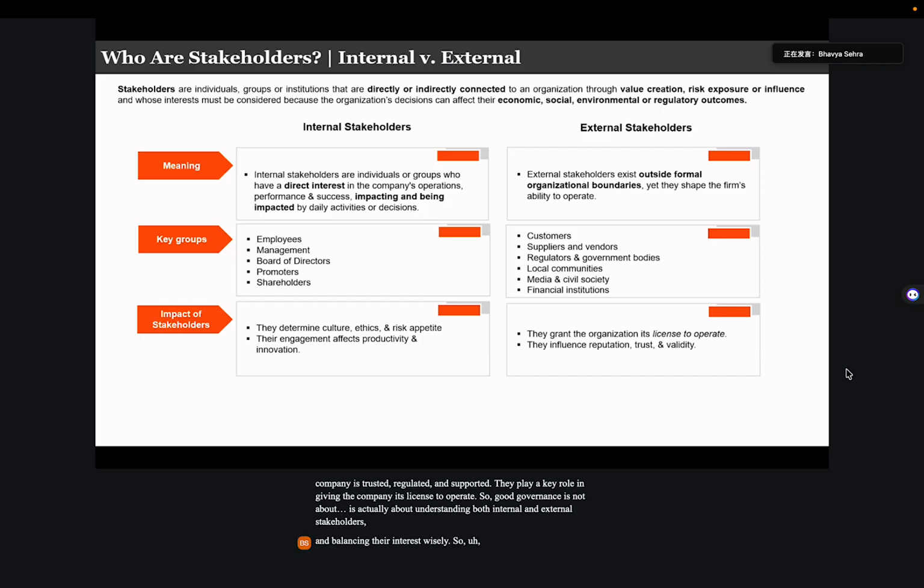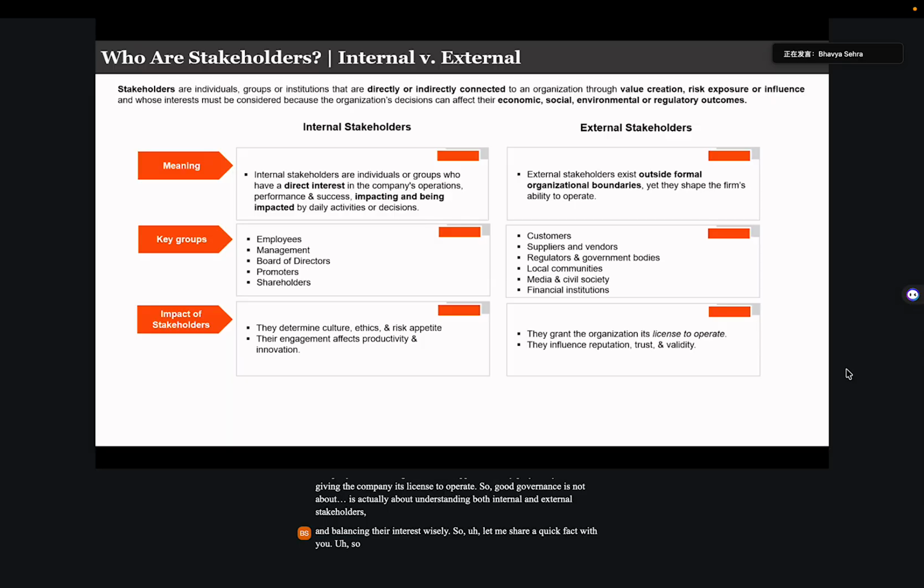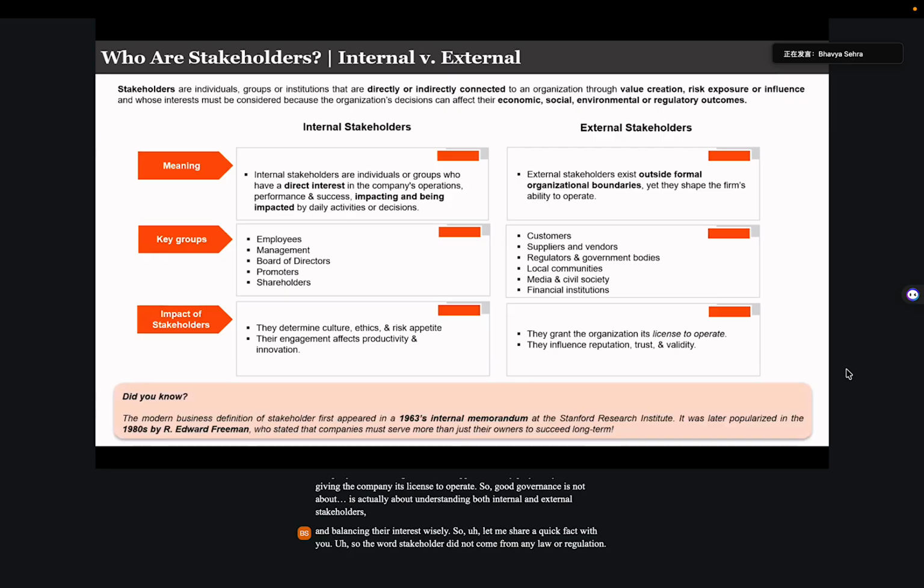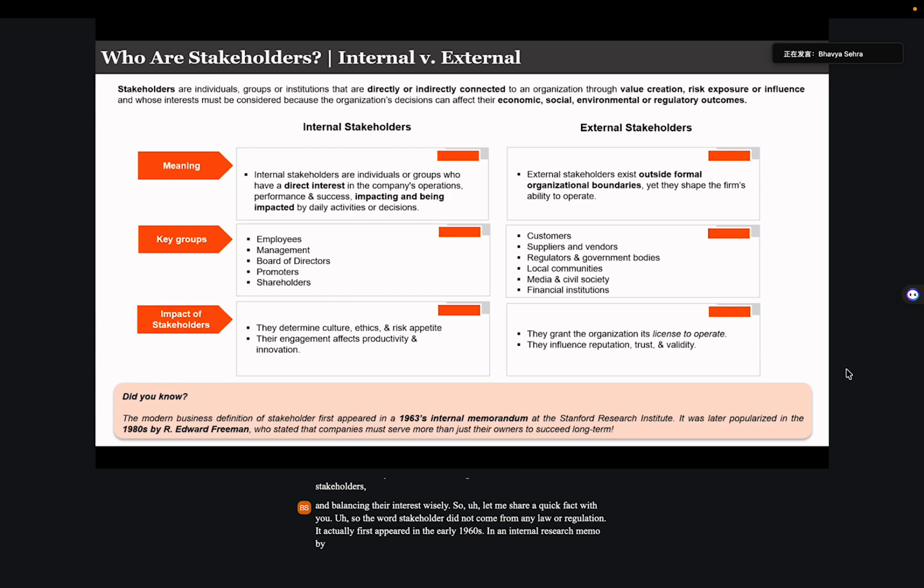So let me share a quick fact with you. The word stakeholder did not come from any law or regulation. It actually first appeared in the early 1960s in an internal research memo by Stanford Research Institute. At that time, companies were struggling to understand why focusing only on shareholders was not working in the long run. Then, in the later 1980s, a professor named R.